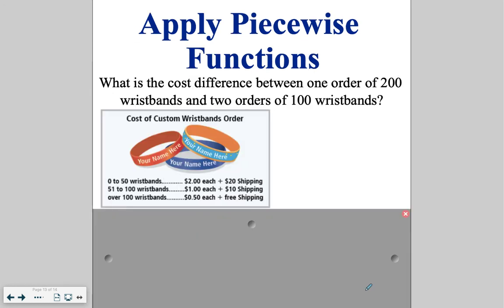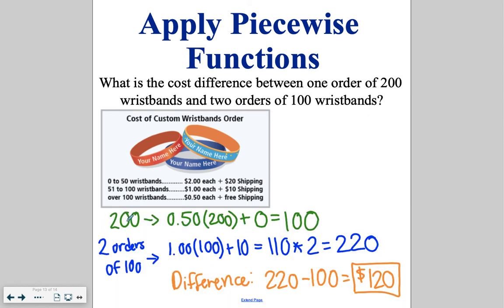Using that same piecewise function that we just wrote, what is the cost difference between one order of 200 wristbands and 2 orders of 100 wristbands? Go ahead and try this on your own. So the first option, 200, that's going to go into the bottom function. So 50 cents times 200 plus that $0 shipping gives you $100 for the 200 order.